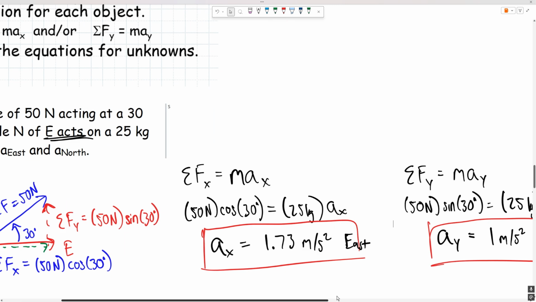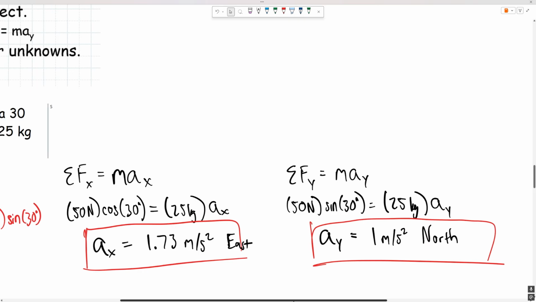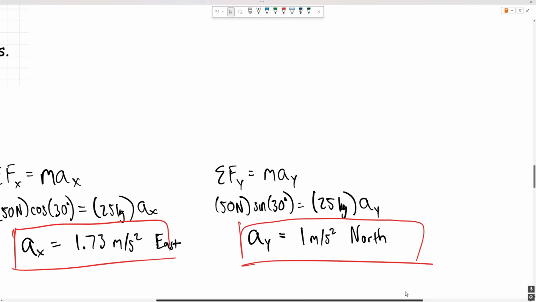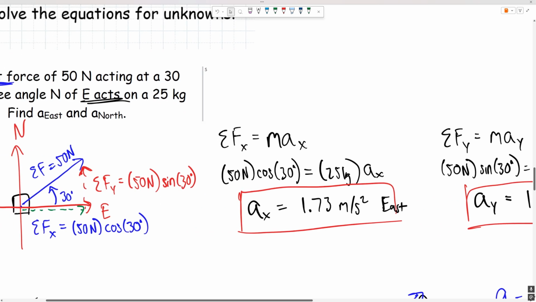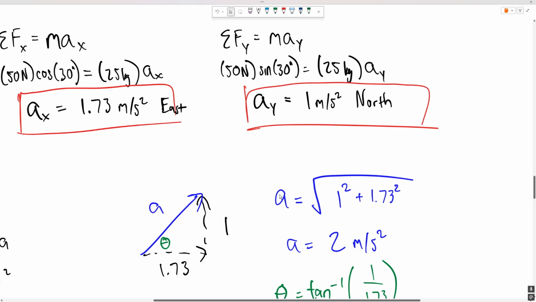So we can write net force in the y direction equals mass times acceleration in the y direction. And what component of the net force acts in the y direction? That's the opposite side here, so that's sine. So we have 50 times sine of 30 is equal to 25 times the acceleration in the y direction. Divide both sides by 25 to get 1 meter per second squared to the north.